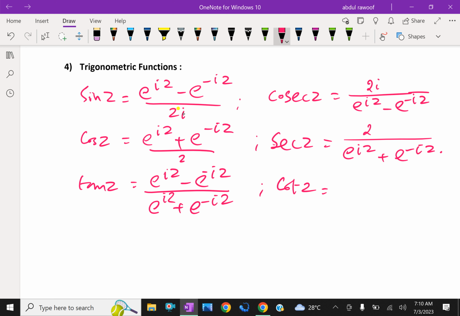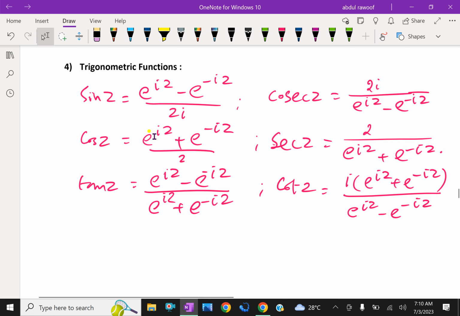The reciprocal is cot z equal cos z by sin z, which is equal to i into (e power iz plus e power minus iz) over (e power iz minus e power minus iz). These are the 6 basic trigonometric functions in complex numbers.